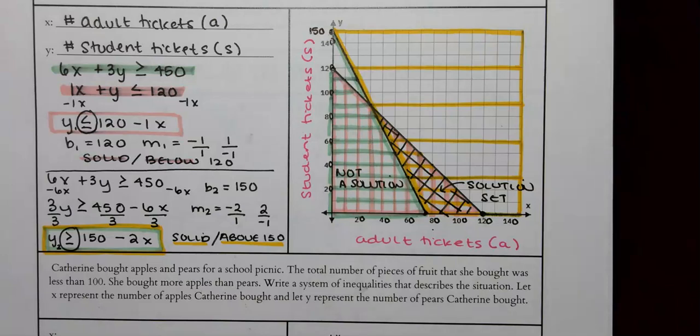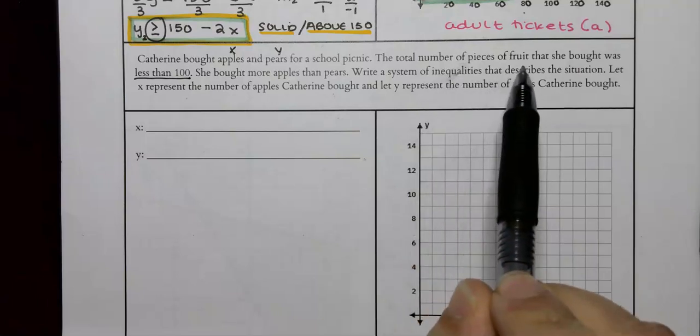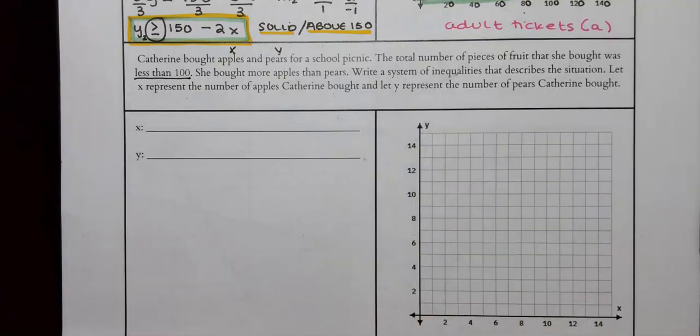Okay. So we're going to take a moment to look at the second problem and just set it up, and then I'm going to let you guys actually work it out and then graph it and represent your solution set. All right, so if you look at the second word problem, we're talking about Catherine. She's buying apples and pears, and it goes on to tell us that the total number of pieces of fruit that she bought was less than 100. So it is telling us that we're talking about less than 100. So it can't be less than or equal to, it's going to be less than 100.